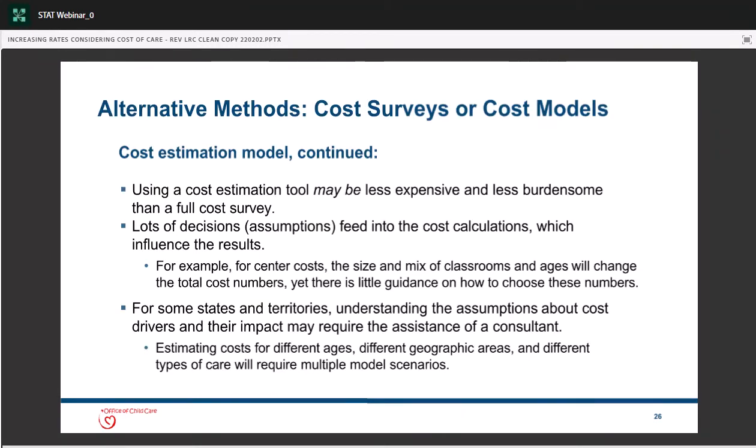Given the challenges of conducting a cost survey, using a cost calculator or cost estimation model is potentially a less costly option to provide valid estimates of costs, either on average or for a hypothetical provider that is based on a set of standard assumptions about the program and the cost of inputs.